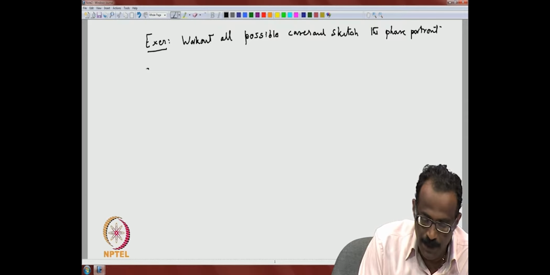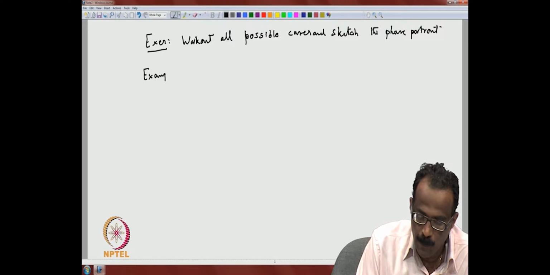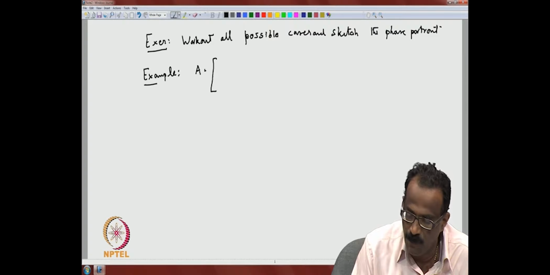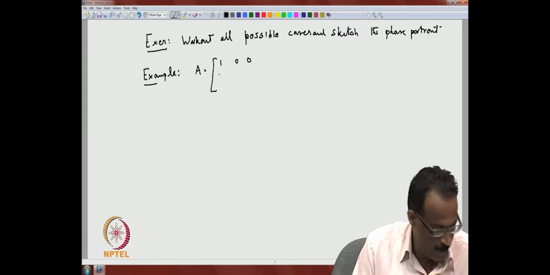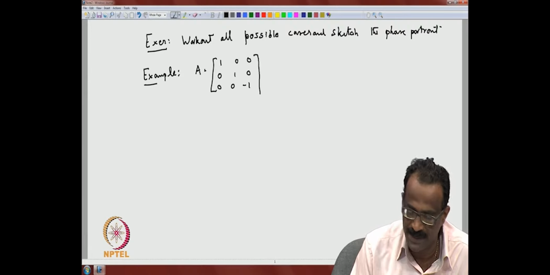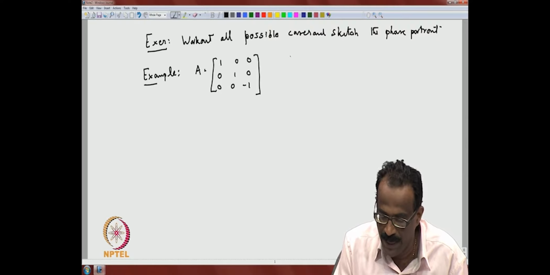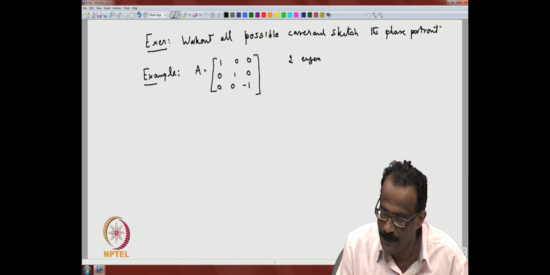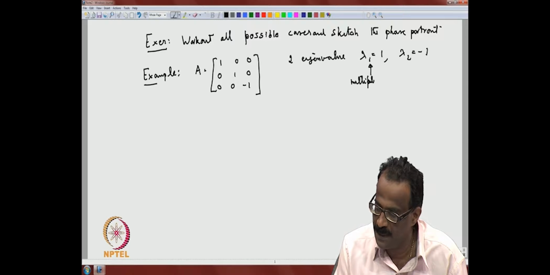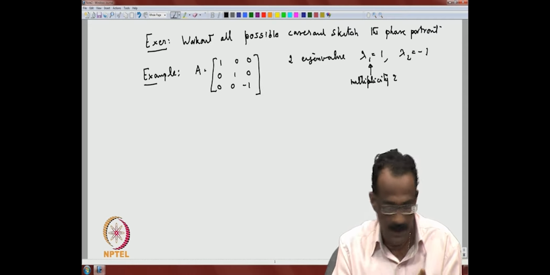So we will start with an example, an easy case. A is of diagonal form with entries 1, 1, and minus 1. This is already a decoupled system. It has two eigenvalues, lambda 1 equal to 1 and lambda 2 equal to minus 1, and the algebraic multiplicity of lambda 1 is 2. Luckily, it is already in that format.